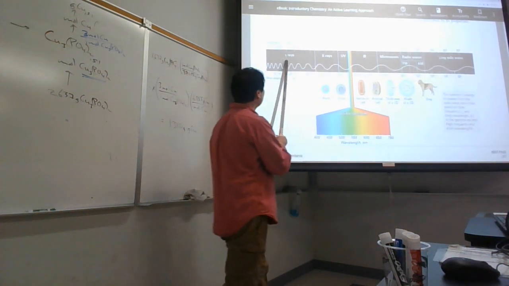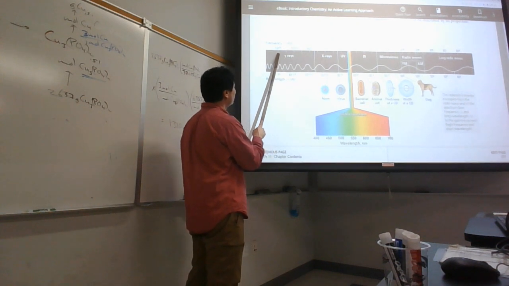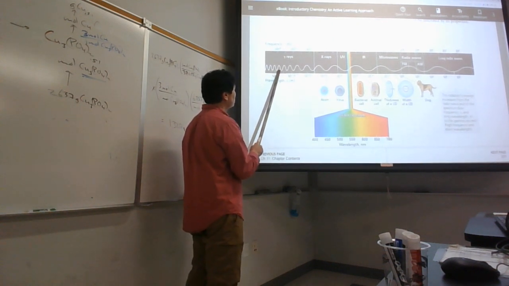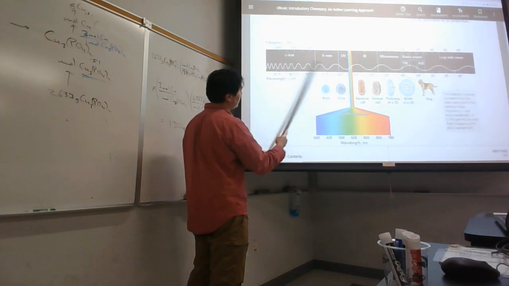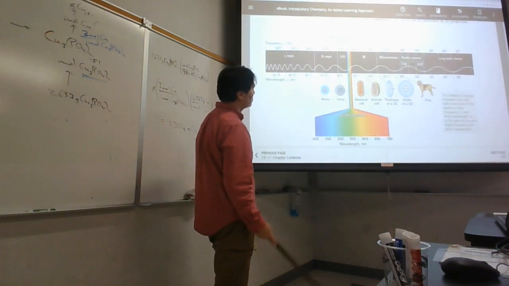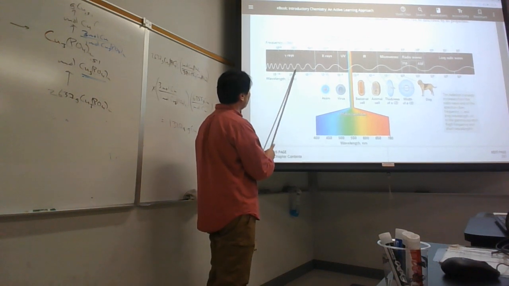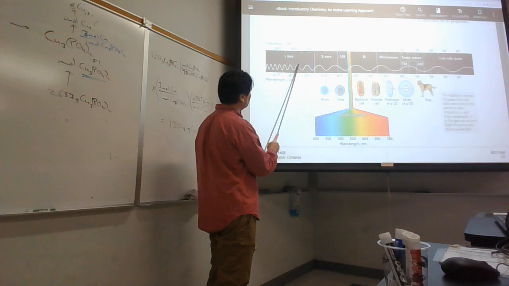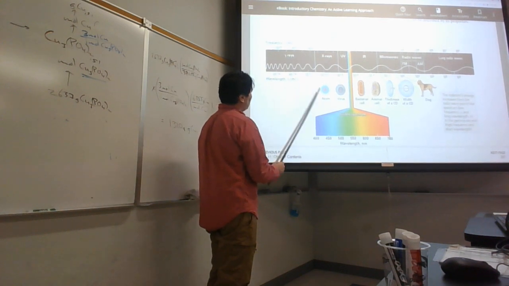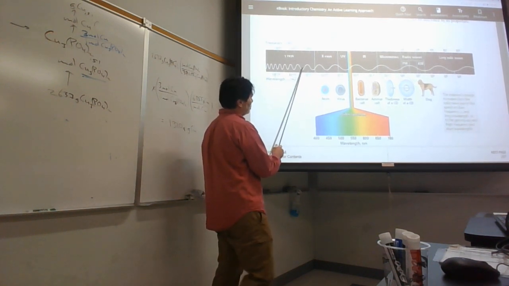Whereas when we look at gamma rays, we're looking at 10 to the 24 cycles per second. So it's oscillating extremely fast. So we see many, many orders of magnitude difference. In terms of the wavelength, it's hard to see. The wavelength is the distance between one peak to the next, or one trough to the next trough.